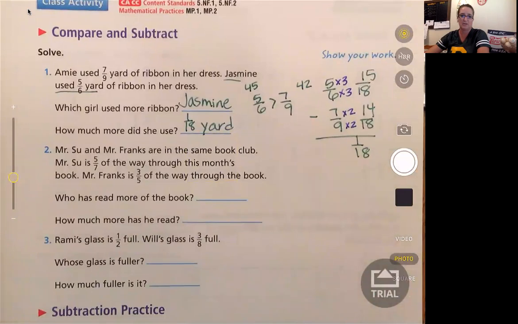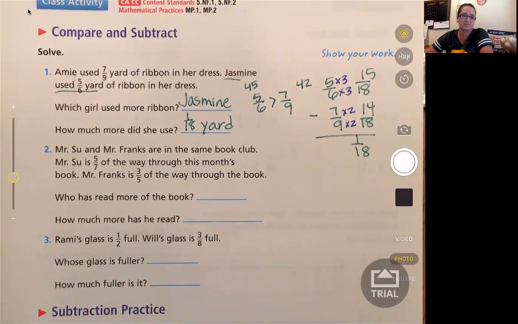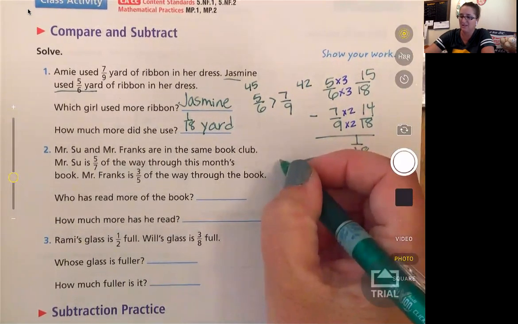Mr. Sue and Miss Franks are in the same book club. Mr. Sue is 5/8 of the way through this month's book. Mr. Franks is 3/5 of the way through the book. Who has read more of the book? How much more has he read?